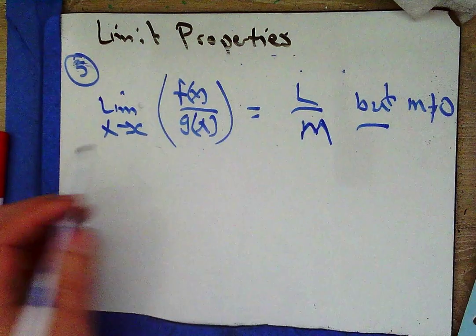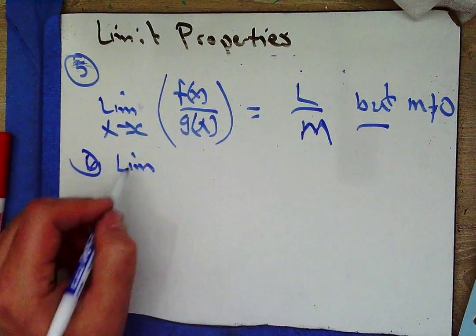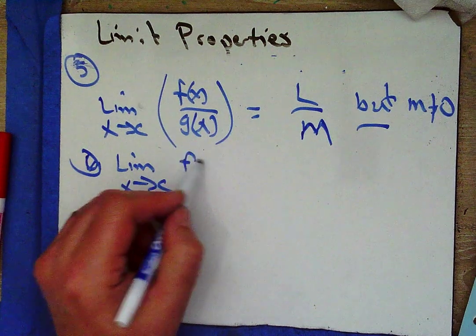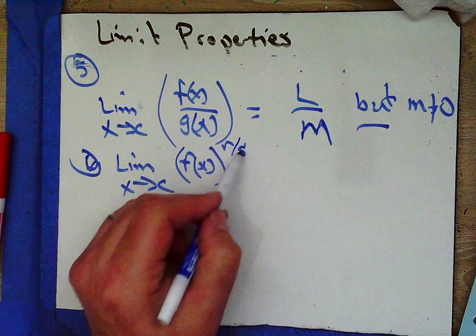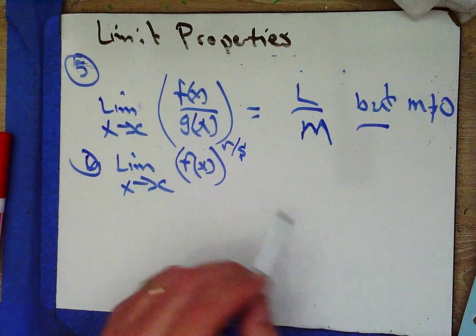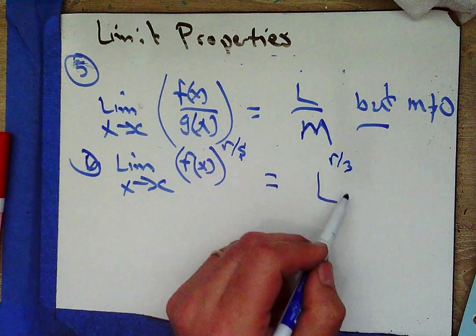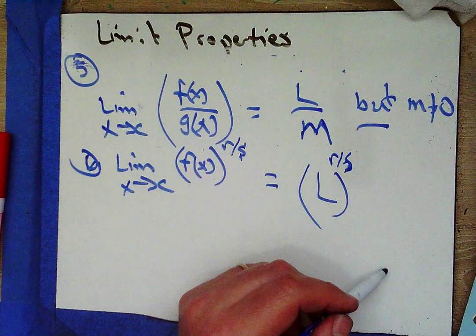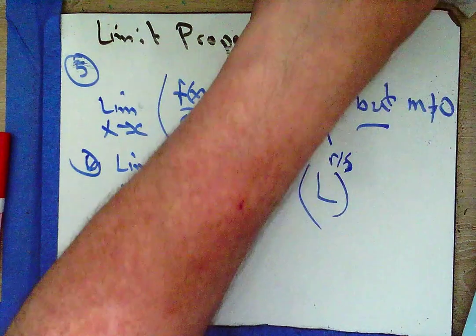Okay, the last property, 6, the limit as x approaches c of f of x raised to the r over s power. Well, this is going to be L raised to the r over s power. That's all. These limit properties really are kind of obvious. But let's do some stuff with them now.